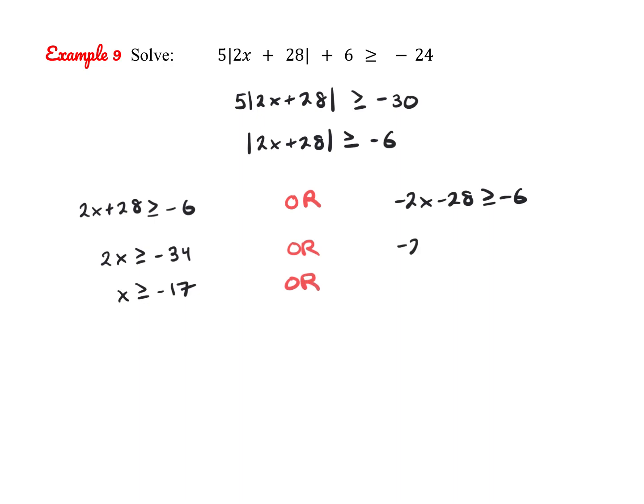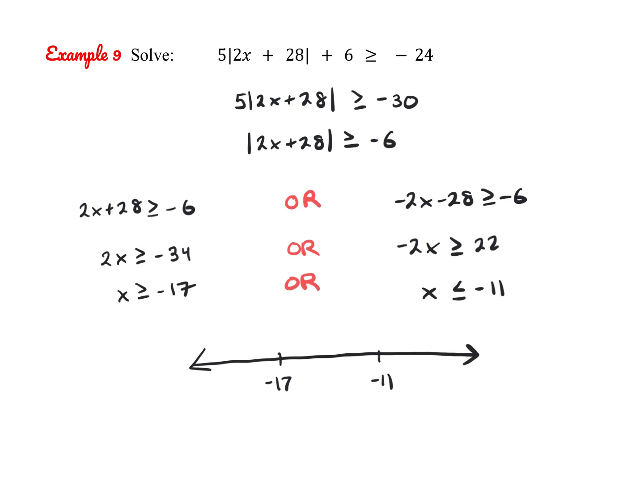Or -2x is greater than or equal to 22, and x is less than or equal to -11. Now again, since it's an or problem, we do not need any overlap. So let's visualize what's happening here. Here's -17, and here's -11. So again, overlap is not necessary. If it's everything greater than or equal to -17 or less than or equal to -11, you can see that that is literally everything. So this inequality actually has all real numbers as its solution.